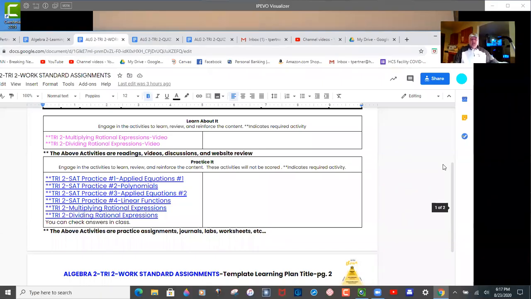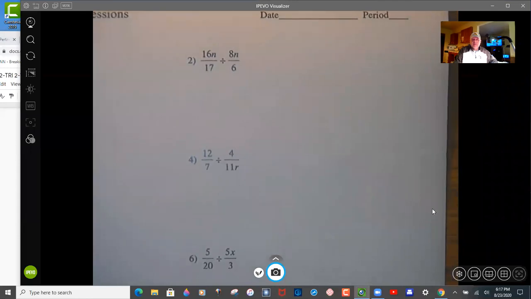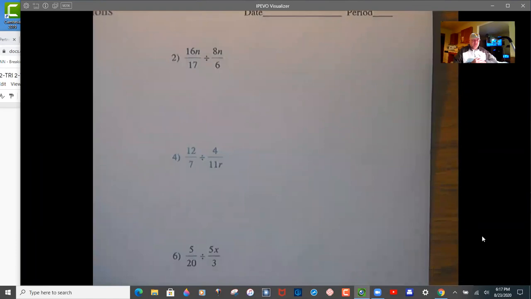This is the dividing rational expressions assignment in the work standard module for the second trimester. And there's one little additional step when it comes to dividing rational expressions.